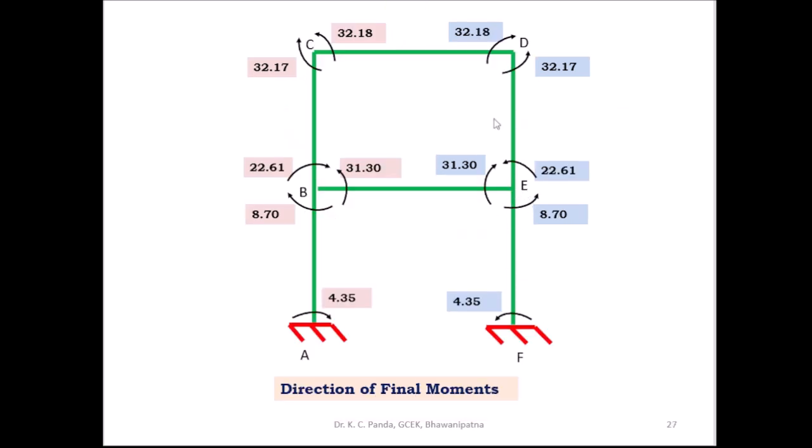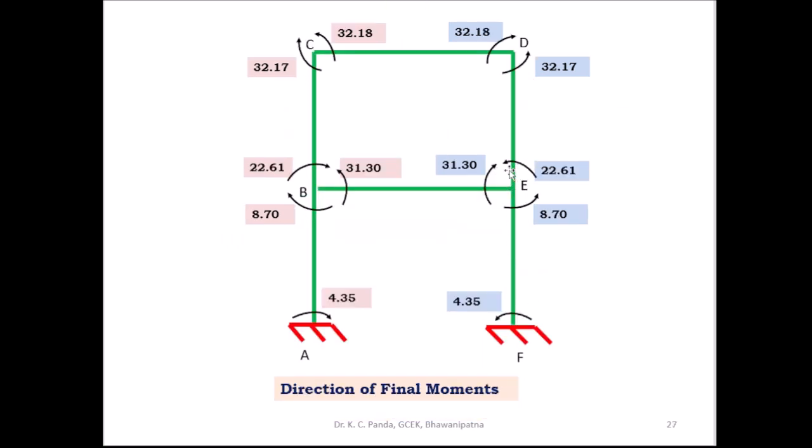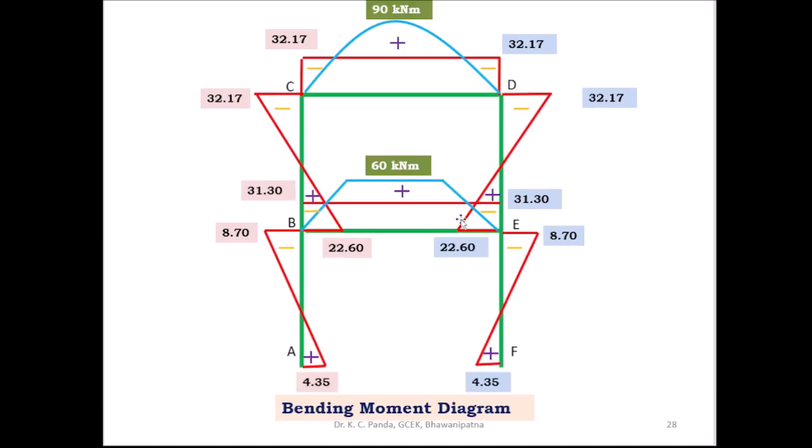Similarly, this side also for the vertical member, this is inside, this is outside, take 4.35 inside, and here you take outside 8.7 and join these 2 points. Similarly, here you take 22.61 inside, and here you take 32.17 outside and join these 2 points, and this is the bending moment diagram for the vertical member.